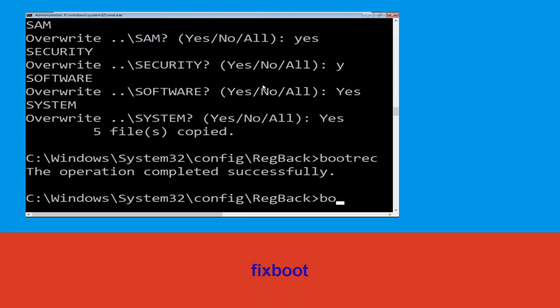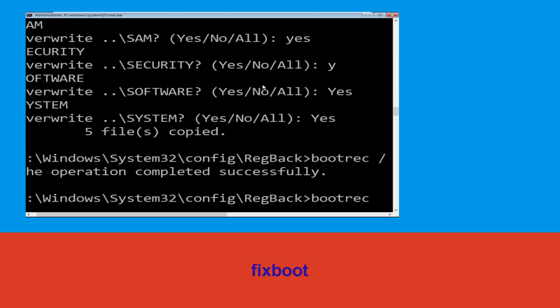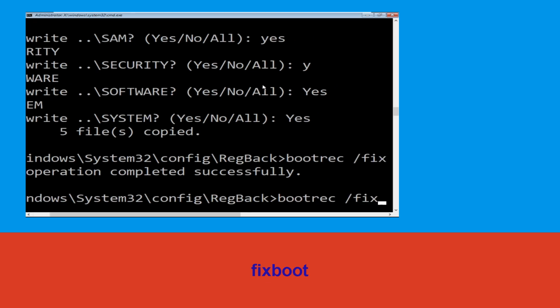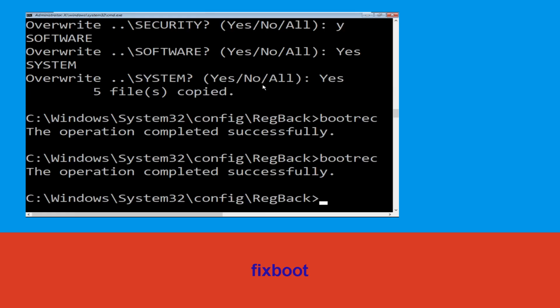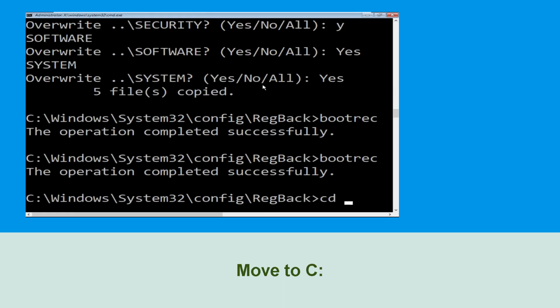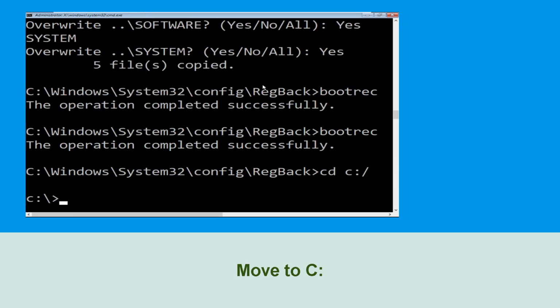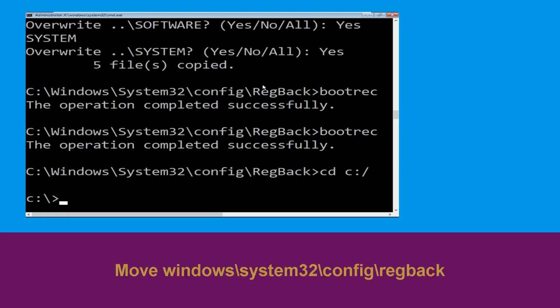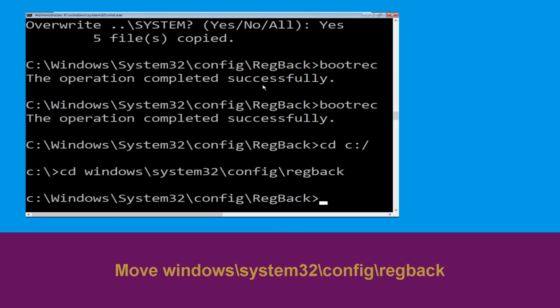Now type bootrec space /fixboot and hit enter to execute. Type cd space c: and hit enter. Now type this command cd space windows /system32 /config /regback and simply hit enter to execute the command.